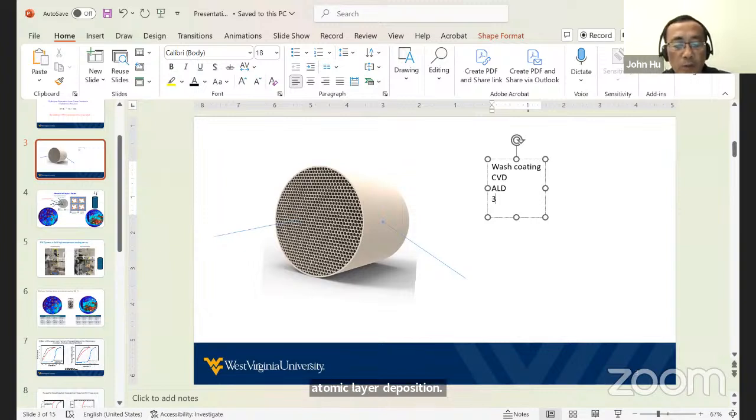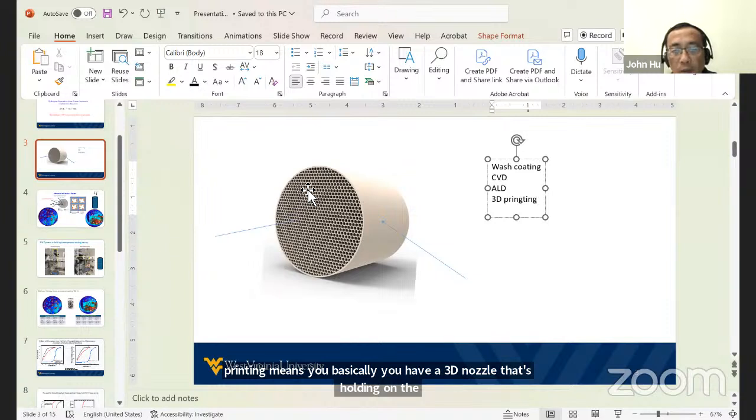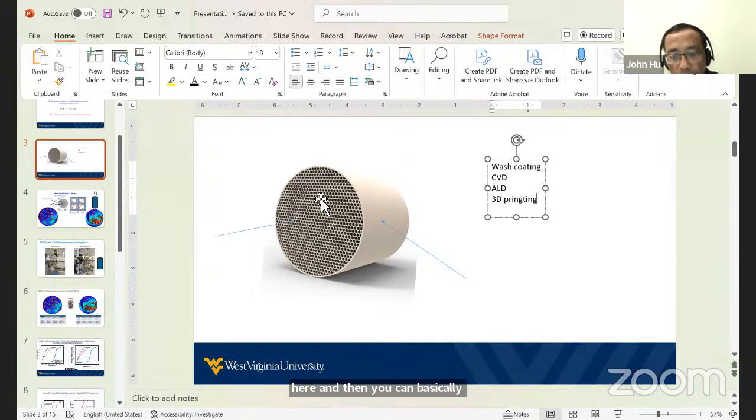Now, the most famous one is 3D printing. 3D printing means you have a 3D nozzle holding here, and you can print this surface. Let's say the outer layer has more catalyst and the interior layer less catalyst, because microwave has a penetration problem, right? Microwave may not penetrate, so you can coat differently because with 3D printing you can control it.